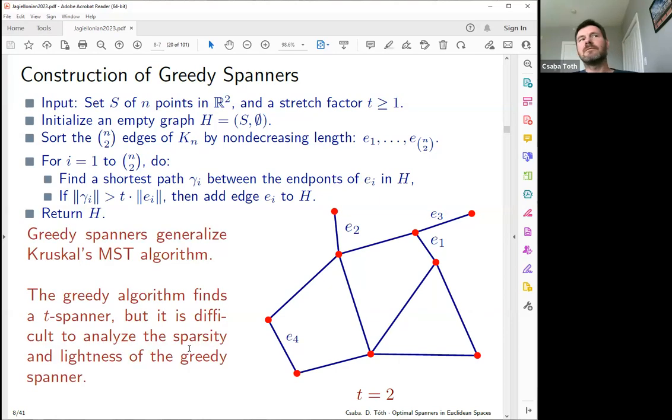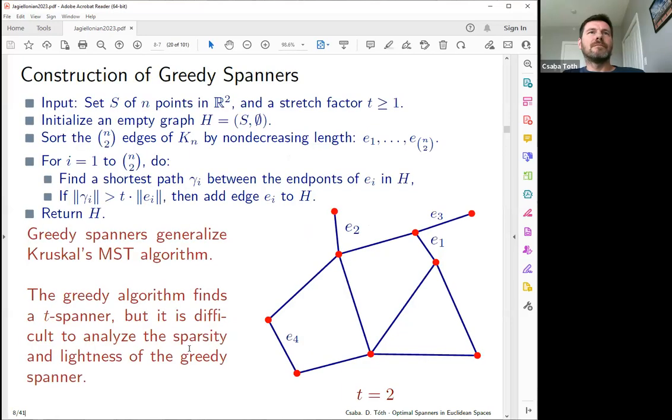So it's a straightforward generalization of Kruskal's MST algorithm, and the nice thing about it is that it's a very simple algorithm. However, it's difficult to analyze. So that was one great achievement for Le and Solomon, that they could prove that this achieves almost optimal lightness. So possibly optimal, but the upper and lower bounds don't match exactly, or match up to lower order terms.